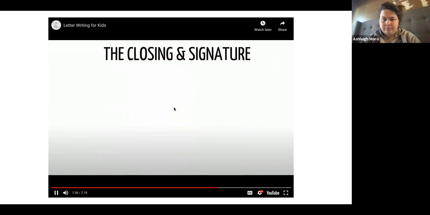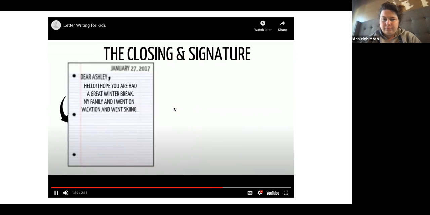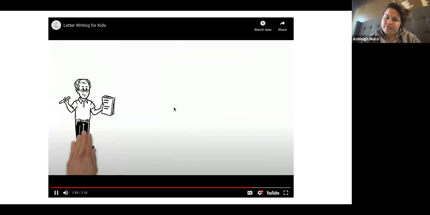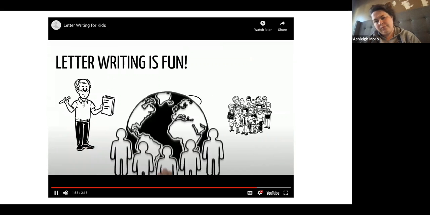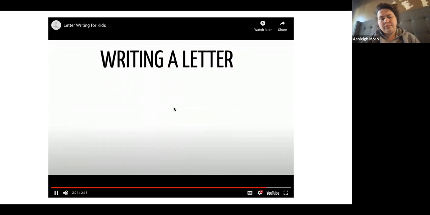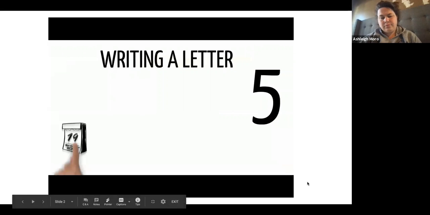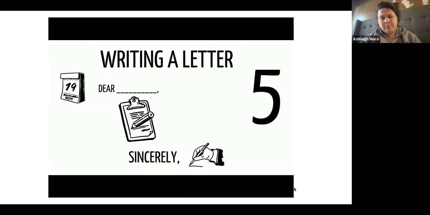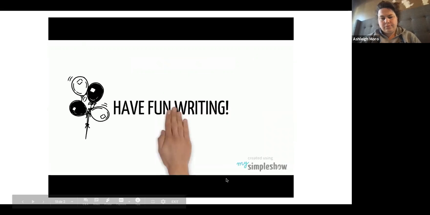The closing and signature come after the body. The closing shows the letter has ended. Depending on who you're writing to, you may say your friend, comma, love, comma, or sincerely, comma. On the next line, after the comma, you write or sign your name or signature. Letter writing is a fun way to communicate with people all over the world. Remember, when you are writing a letter, you need to include 5 parts: the date, salutation or greeting, body, closing, and signature. Have fun writing.